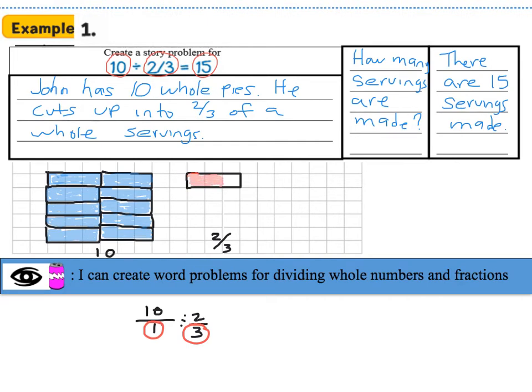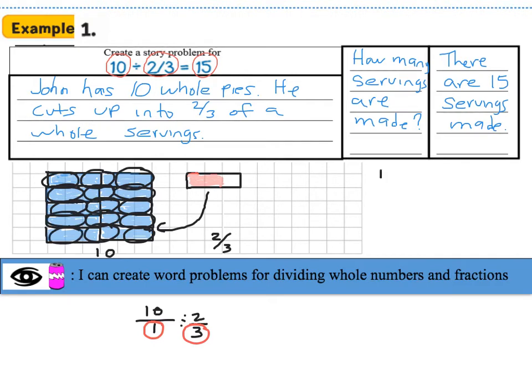Now I want to go ahead and circle how many times the red can go into the blue. And it can go in a lot of times, so here's 1, 2, 3, 4, 5, 6, 7, 8, 9, 10, 11, 12, 13, 14, 15. So that's where we got the number 15 as our quotient.